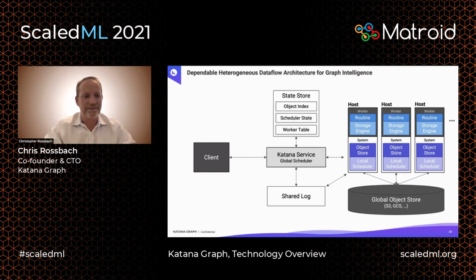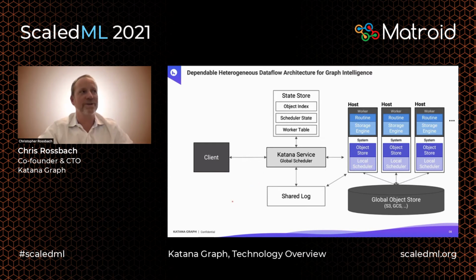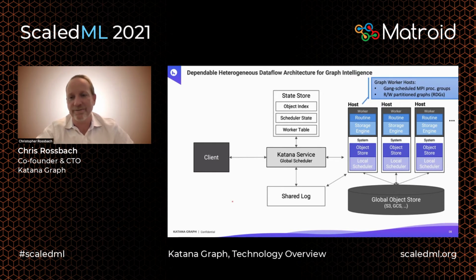The Katana service is, as the label says, a scheduler, but it also serves as a sort of common surface for API requests. It's ultimately the component that creates and tracks jobs, even though it may store its state elsewhere. The workers themselves, the graph worker hosts, are gang scheduled MPI process groups, each of which reads and writes partitioned graphs, which we call RDGs, resilient distributed graphs.